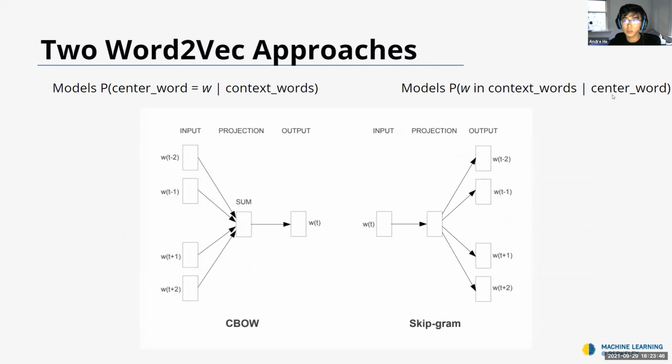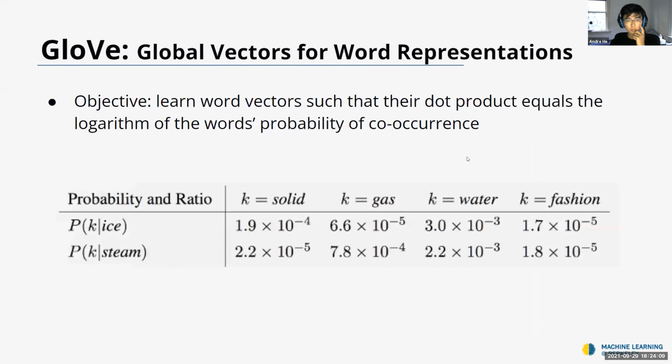Basically, the approach we looked at is predicting context words, I mean the words around a word. The approach we looked at looks at the center word and predicts words around it. And the other approach looks at the words around it and predicts the center word. They're very similar in nature. But the other approach, which is a bit different, is called GloVe, global vectors for word representations.